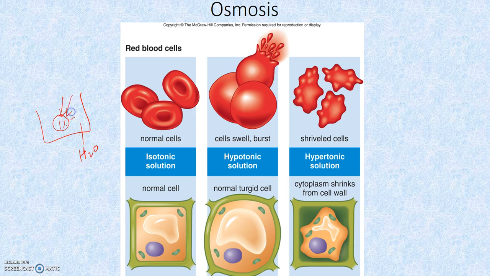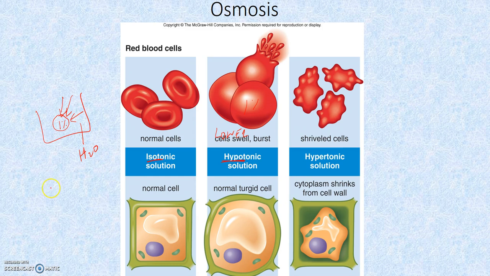Water will enter, just like water entered a bean or a raisin, and my RBC is going to increase in size. If it increases in size, it is going to burst. This situation would be a hypotonic situation because inside the cell is 1%, outside the cell is lower than 1%. This would be hypo. Hypo means less.